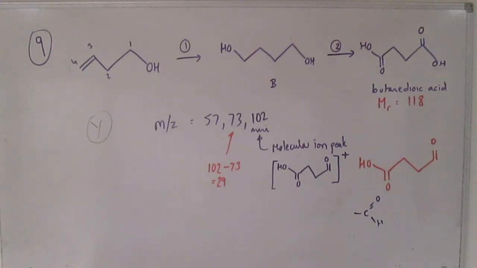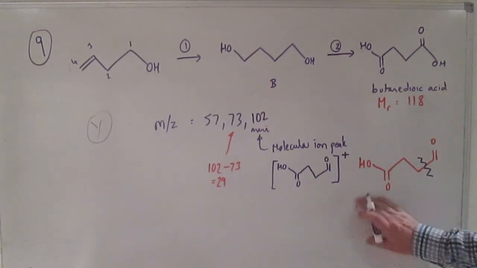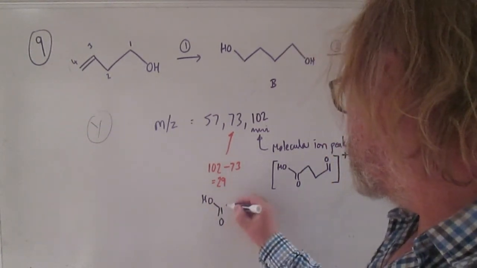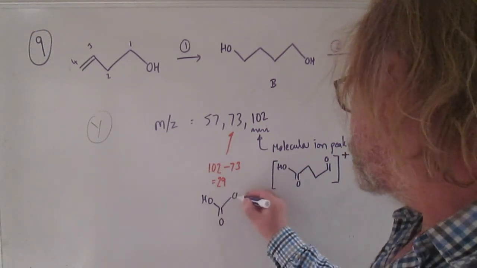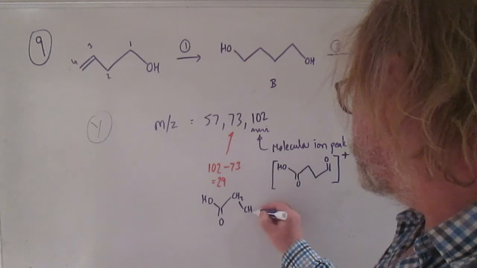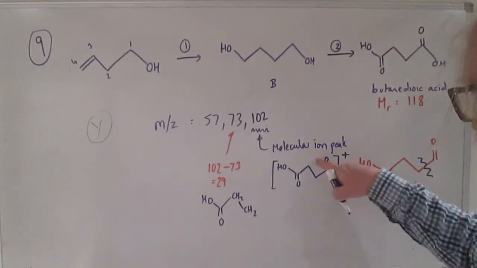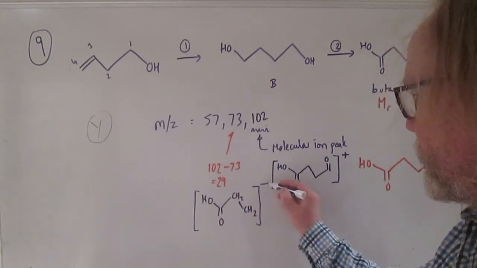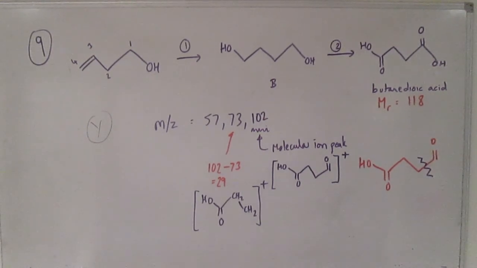So if this molecule were to break here, as it was forming the molecular ion, you could get this, which would be COOH intact, CH2, CH2, and then all of that's chopped off, so it would just be that with a positive charge. So with the aldehyde group gone, we'd take 29 away, and that would account for the peak at 73.